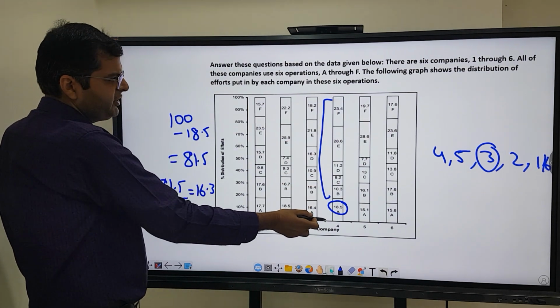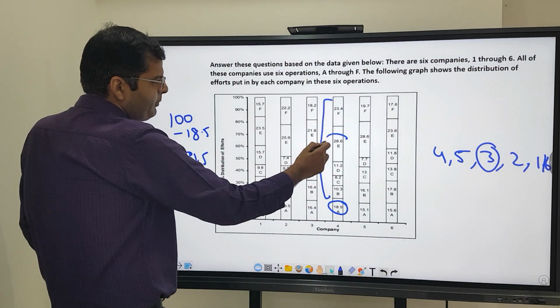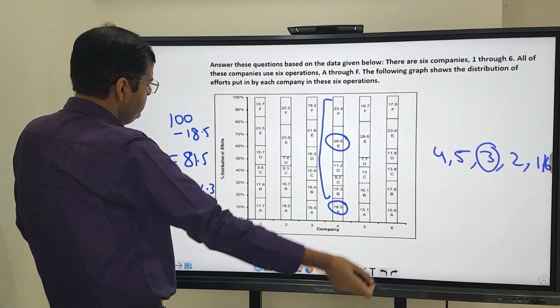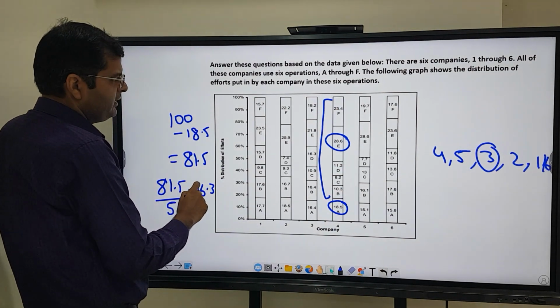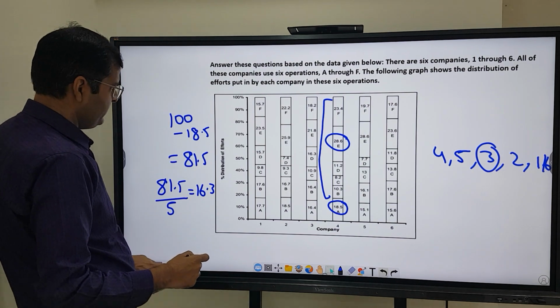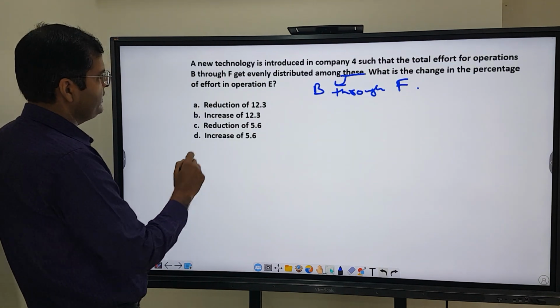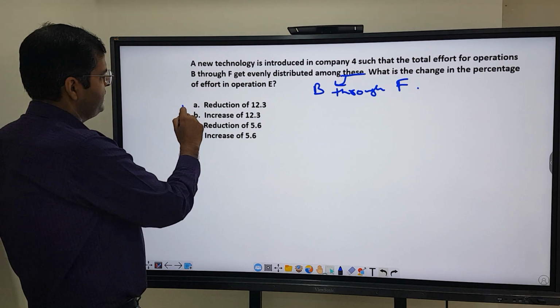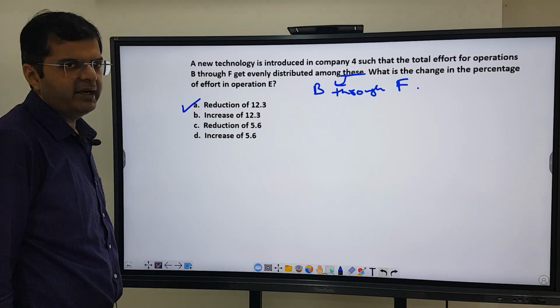All of them have become 16.3. So from 28.6, it has gone down to 16.3. So there is a drop of 12.3%. A drop of 12.3 means a reduction of 12.3. Answer option A is correct here.